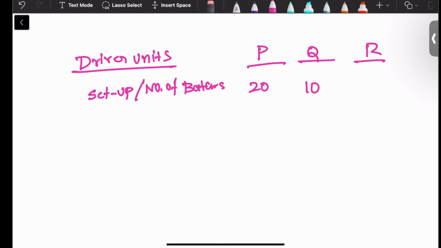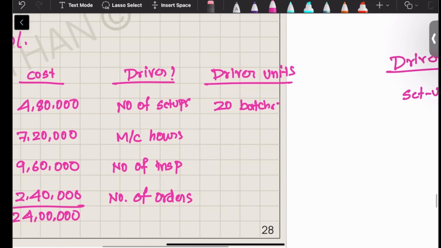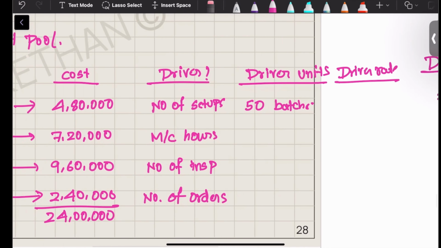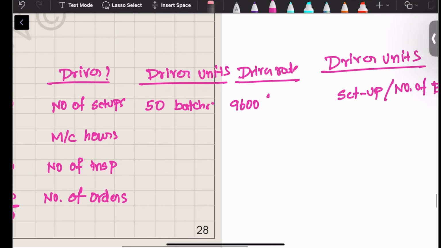So P will be 20 batches, Q will be 10 batches and R will be 20 batches. Total 50 batches. These are required, the total driver units for computation of the activity driver rate. So for the first activity it is 50 batches or 50 setups. So driver rate will be 4.8 lakh divided by 50 batches. So per setup we will get 9600.